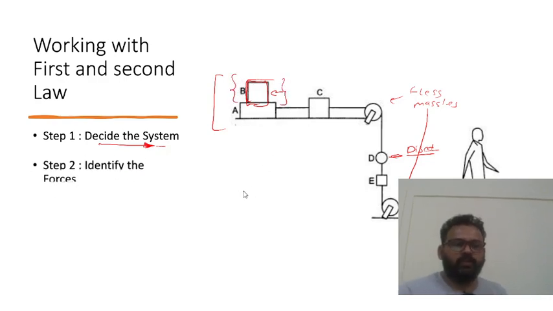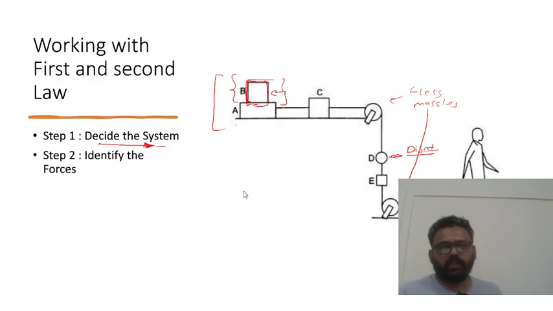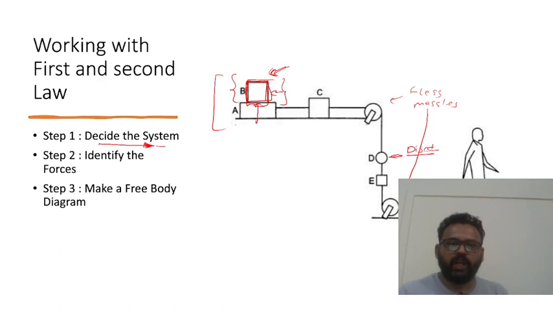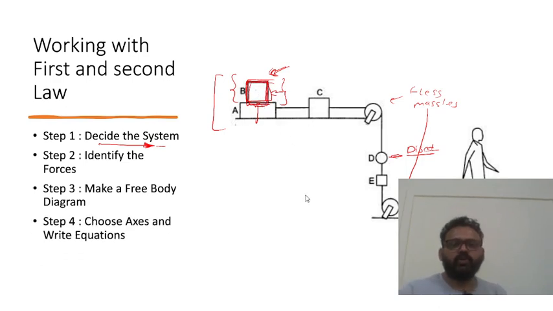After that, identify the forces. Naturally, in an example, if you have to calculate the forces acting on this mass B, then you should be able to identify the forces acting on B. After that, make a free body diagram. After identifying the forces, you should make a free body diagram of this mass. And in the final step, choose the axis and write the equations.